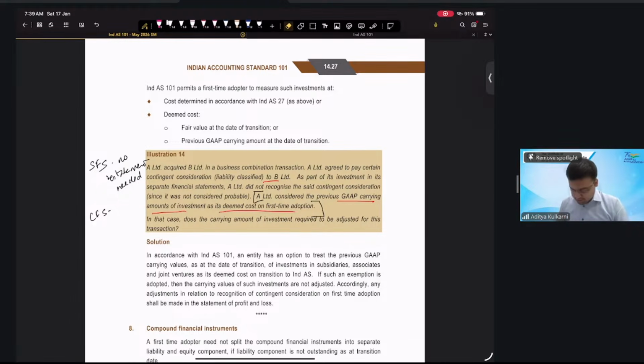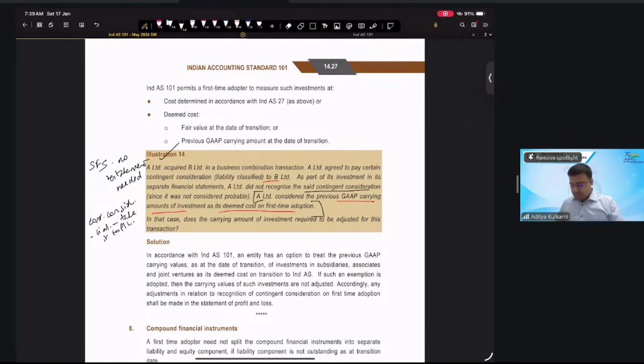If there is any adjustment that is required to the contingent consideration, where will I take it? Contingent consideration. Is this in the nature of a liability? Yes. So you will take it to P&L. You will do an FVTPL accounting. Are we okay with this? Yes. Because you are given an option to take the previous GAAP values for investment in subsidiaries, associates and joint ventures. Okay, so that takes care of this particular illustration.